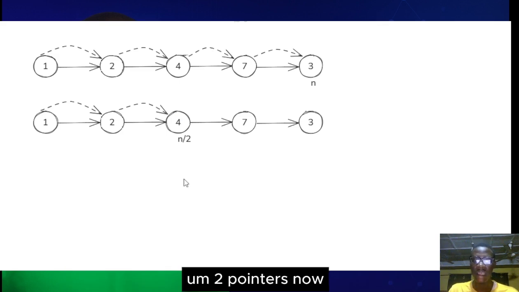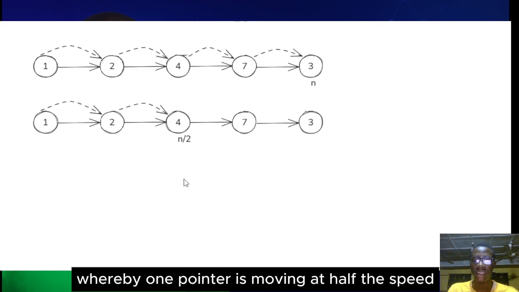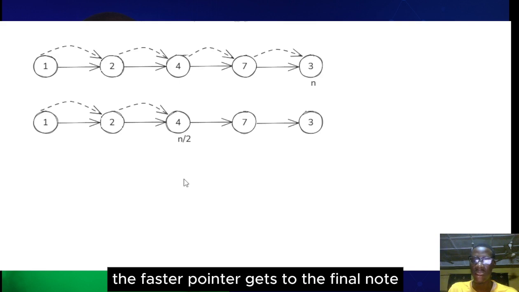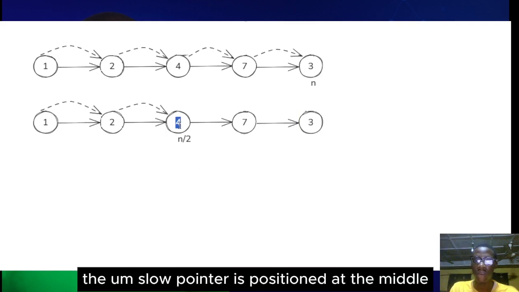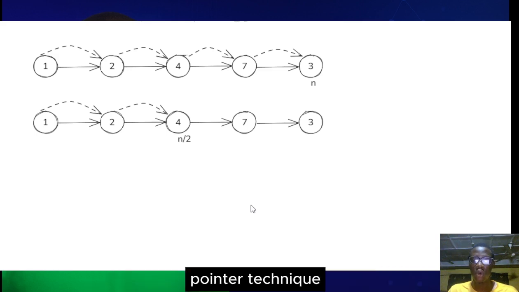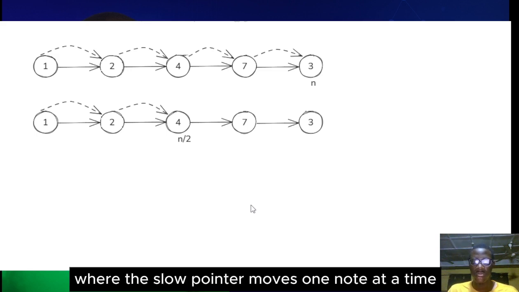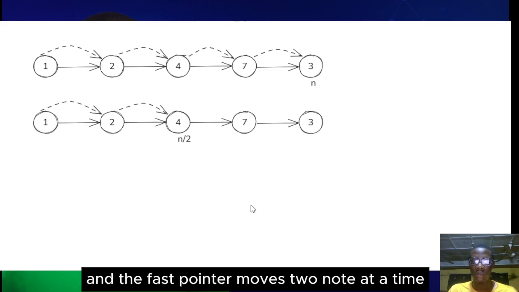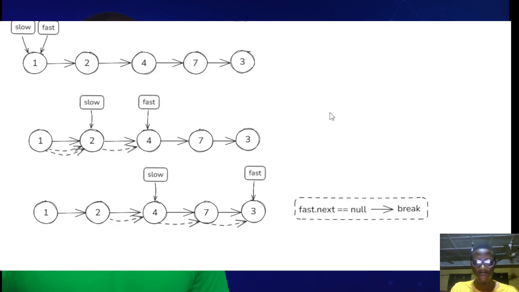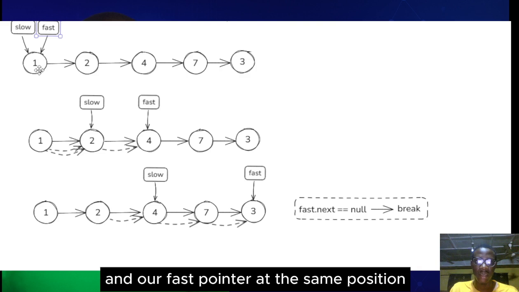Let's consider 2 pointers, whereby one pointer is moving at half the speed of the other, and by the time the faster pointer gets to the final node, the slow pointer is positioned at the middle. We can achieve this by using a fast and slow pointer technique, where the slow pointer moves 1 node at a time and the fast pointer moves 2 nodes at a time. Here we have a slow pointer and a fast pointer at the same position.